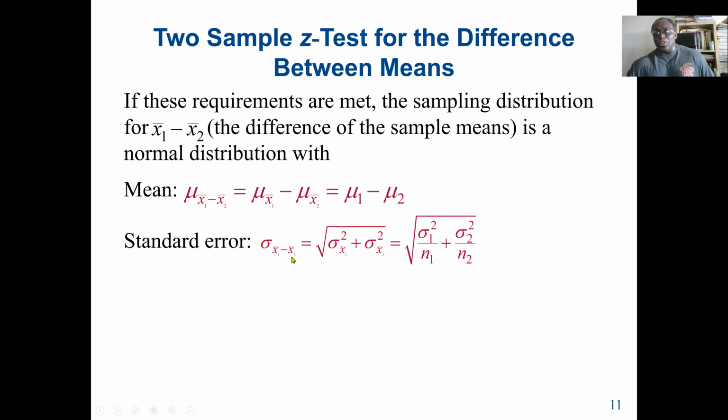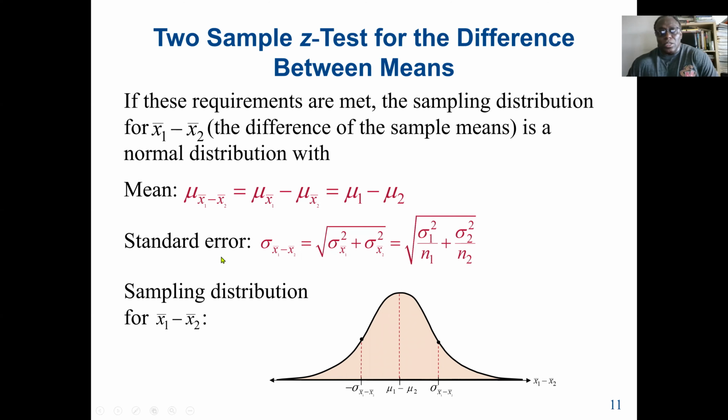Here we have two populations, or two samples. So it's the variance of the first population divided by the first sample size, plus the variance of the second population divided by the second sample size, everything under the square root. After we find the standard error, we can do our sampling distribution for the difference of x̄1 and x̄2. And we can see the normal distribution from the diagram here.